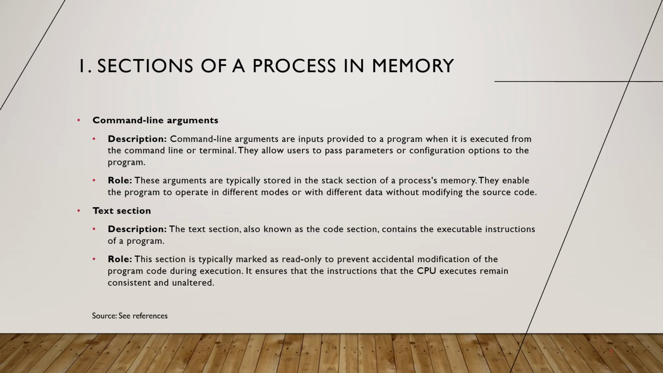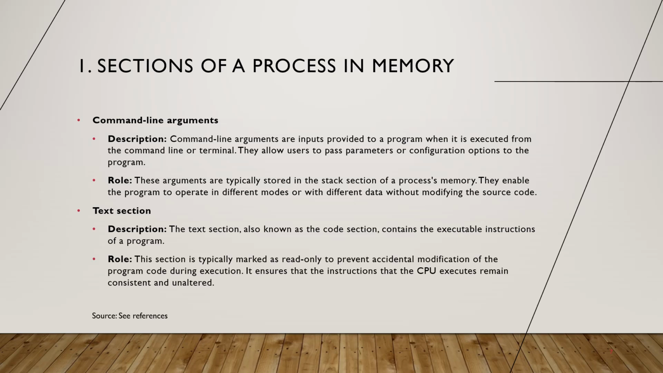Sections of a process in memory. That's part of the second section, if you remember. And here we go through different sections and their description as well as their role. The first one is command line arguments. Command line arguments are inputs provided to a program when it's executed from the command line or terminal. They allow users to pass parameters or configuration options to the program. What's their role? Their role is typically stored in the stack section of process memory. They enable the program to operate in different modes or with different data without modifying the source code.